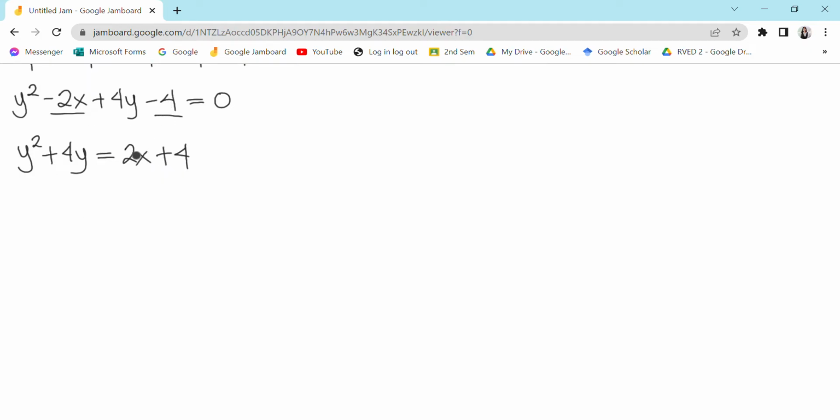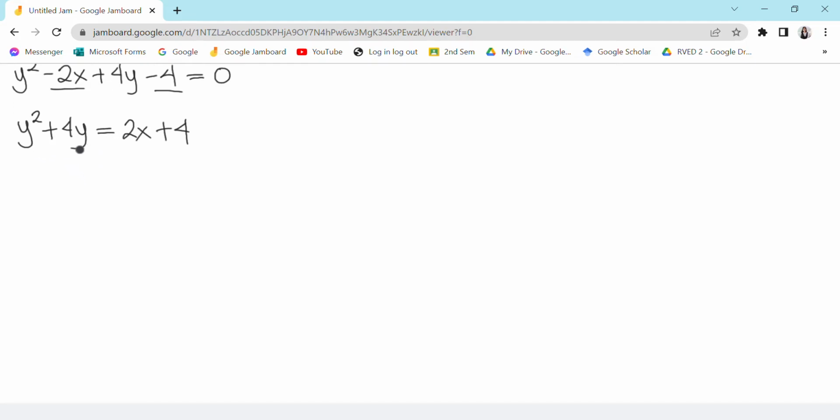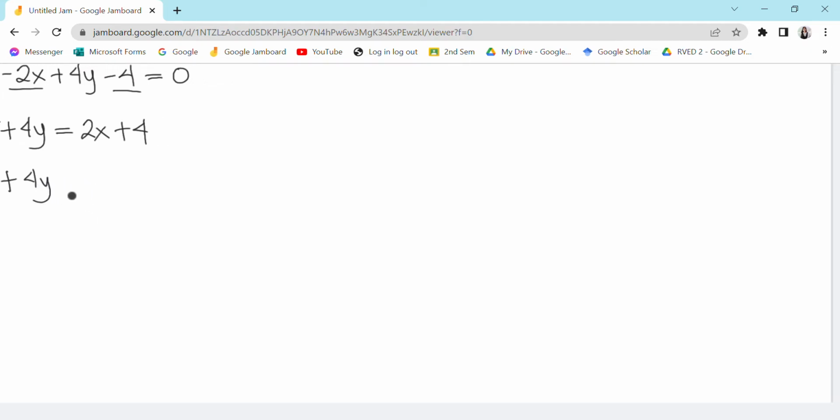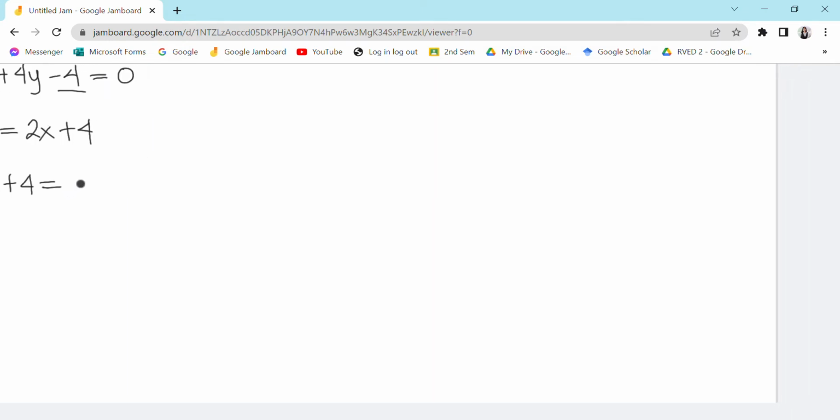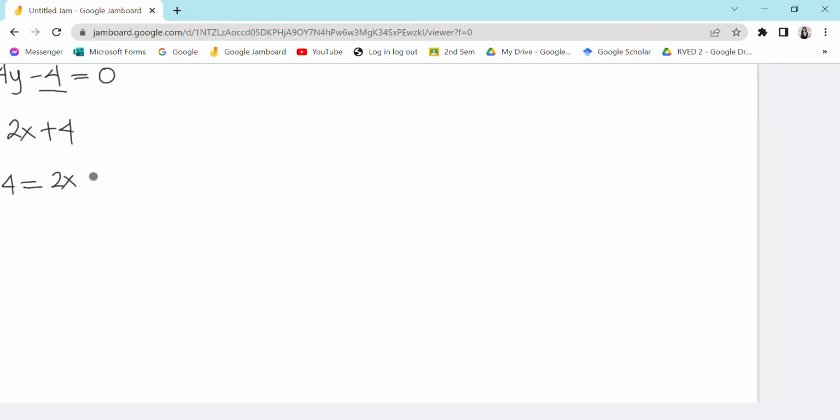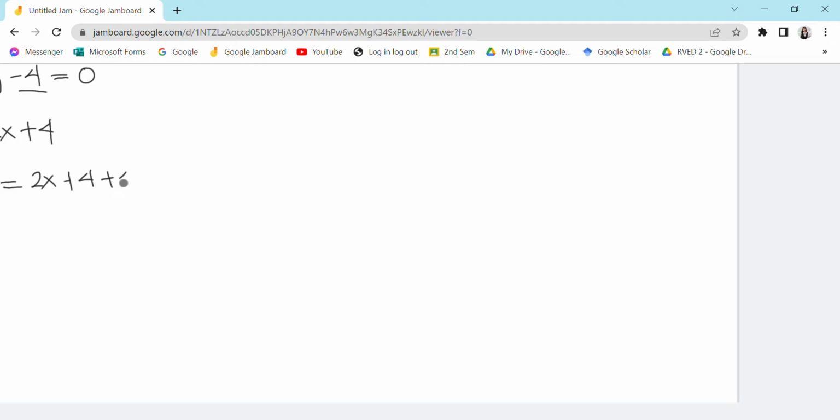After this, to make this group a perfect square trinomial, we will do completing the square. So applying completing the square, the formula is b over 2 quantity squared. So that's 4 over 2 squared. 4 over 2 is 2. 2 squared is 4. So you'll add 4. And then on the other side, you'll also add 4. 2x plus 4 plus 4.